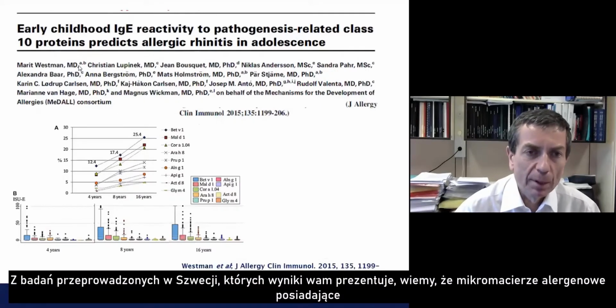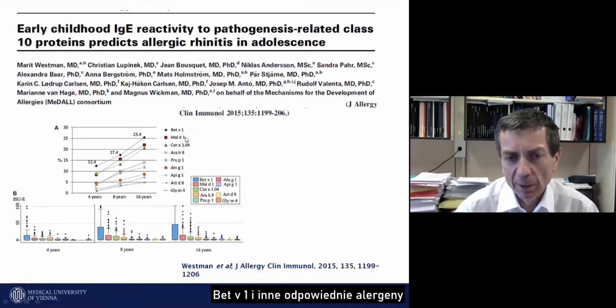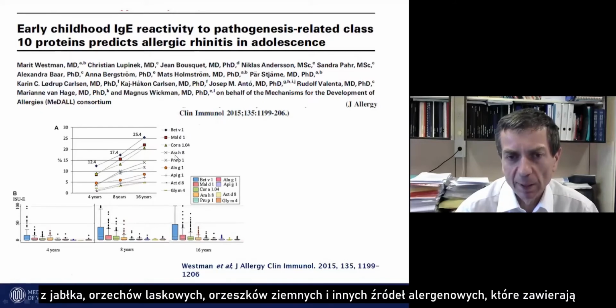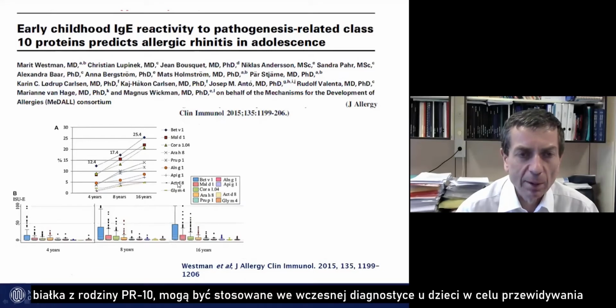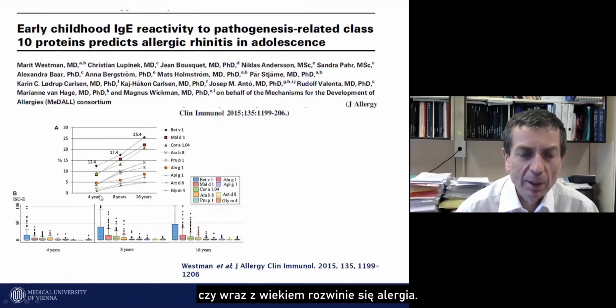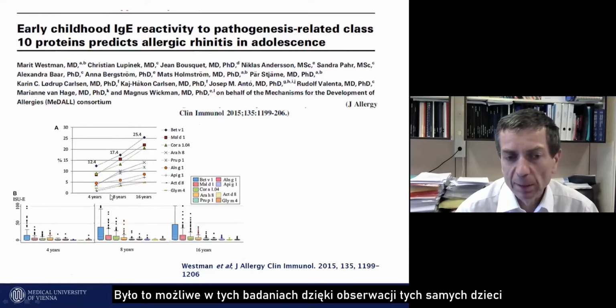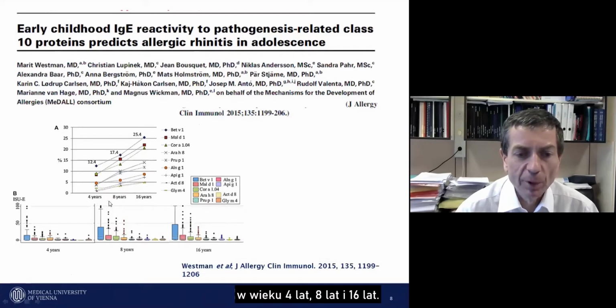We know from this study that I show you here from Sweden that the microarrayed allergens, Bet v 1 and the corresponding allergens from apple, hazel, peanut and other allergen sources that contain the PR10 proteins can be used for early diagnosis in children to predict, in fact, whether a child will become allergic later on in their age. And this is possible in these studies by the follow-up of the same children at the age of 4 years, 8 years, and 16 years, as you can see here.